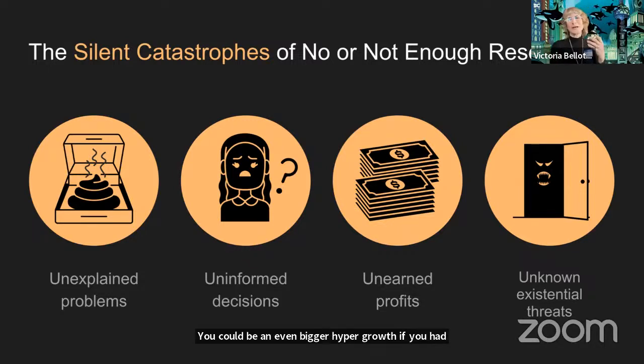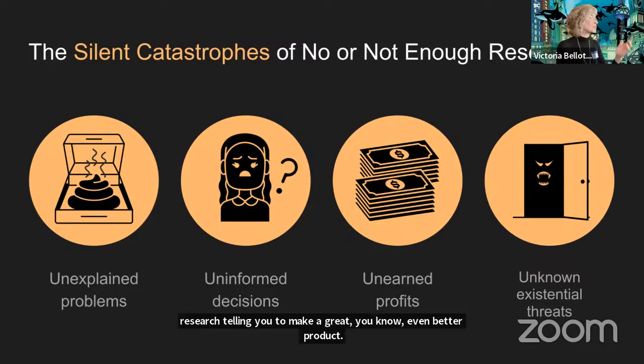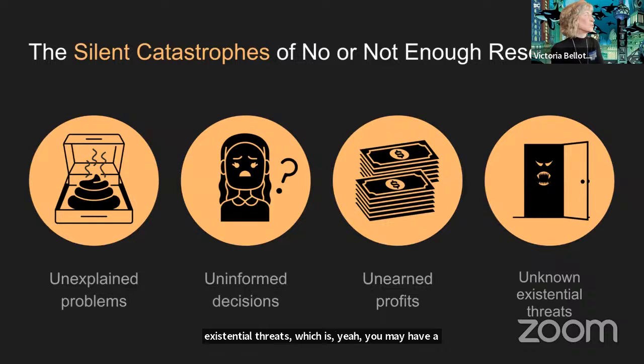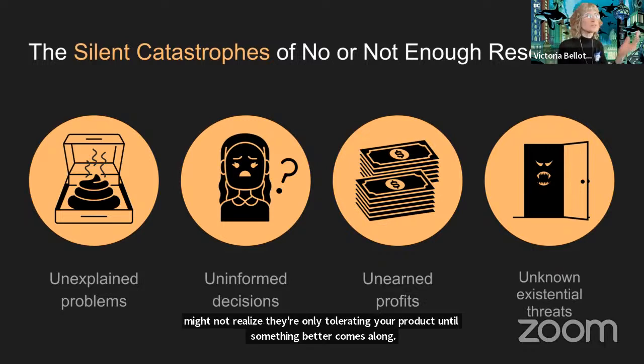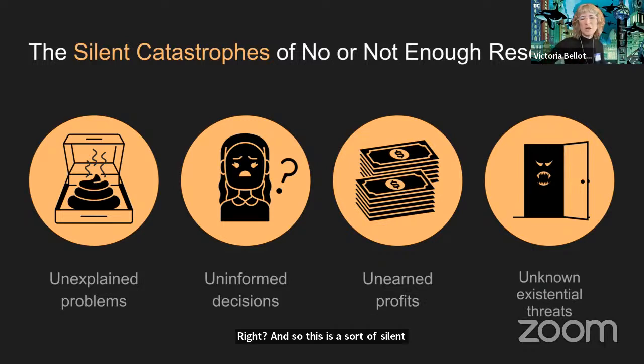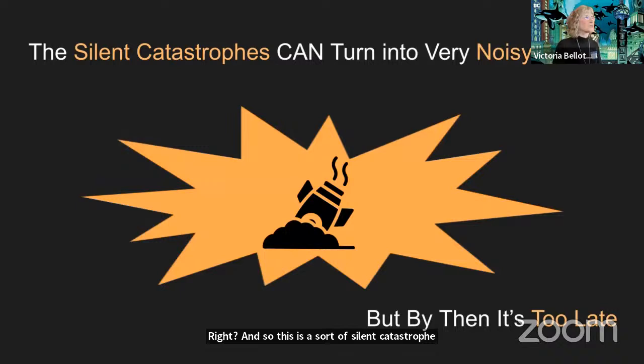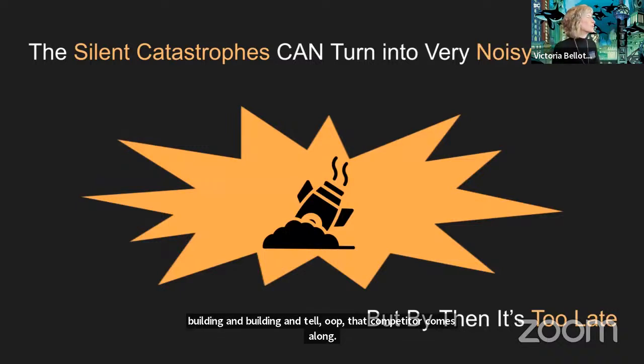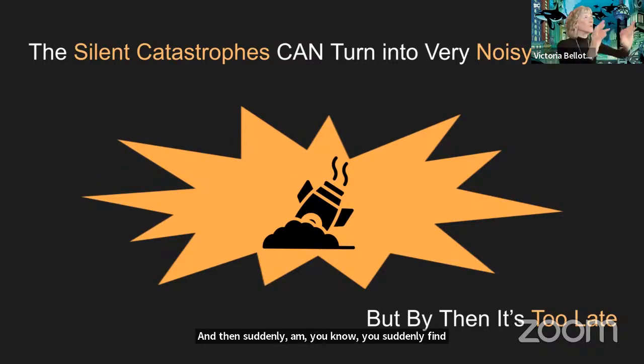You could be in even bigger hypergrowth if you had research telling you how to make an even better product. And then there's the problem of unknown existential threats. You may have a customer base, but if you're not talking to them, you might not realize they're only tolerating your product until something better comes along, right? This is a silent catastrophe, building and building until that competitor comes along. And then suddenly, bam, you find you're losing all your customers. They're all running off to buy Figma, for example. Look what happened, right? Everybody shot over to Figma, and all of these other companies started losing business. But by that point, it's too late.